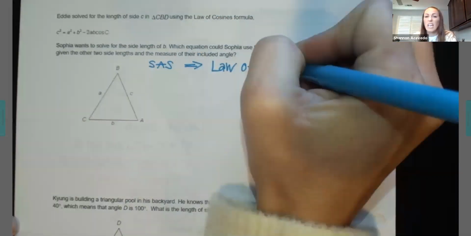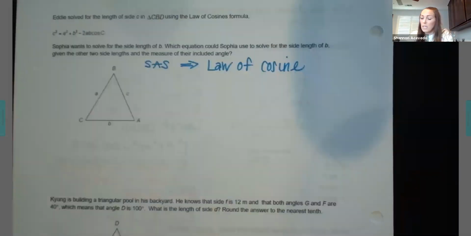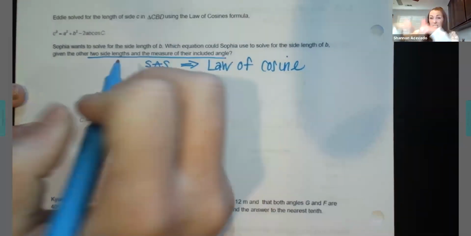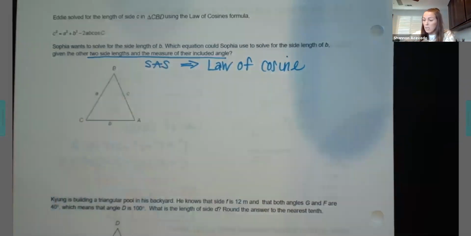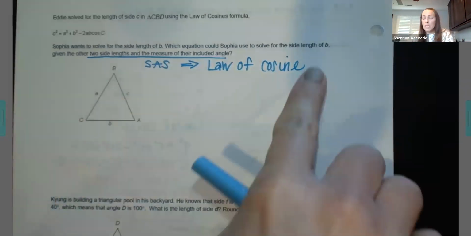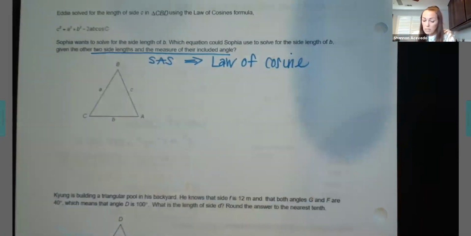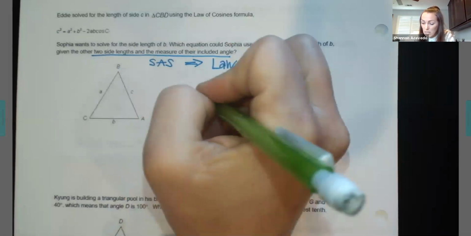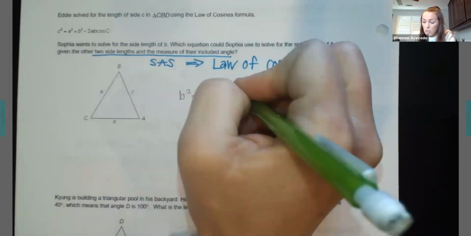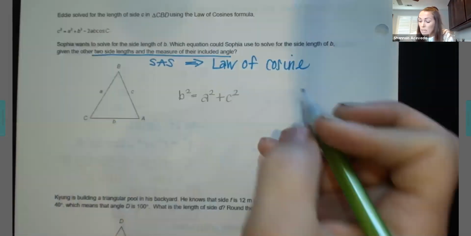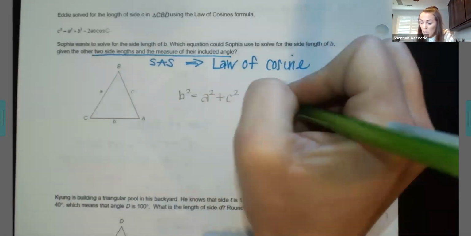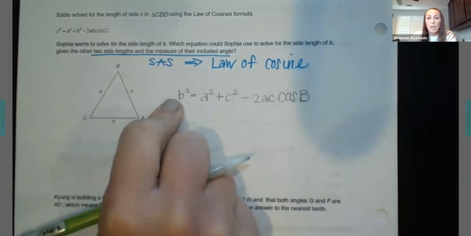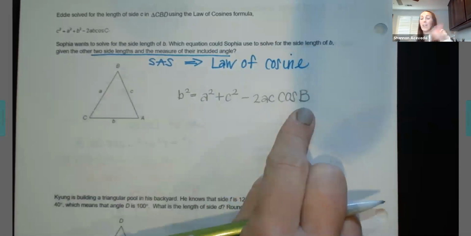So you can also set up your table of information, but they're telling you have two side lengths and their included angle. So it's the two sides, and the included angle means the angle in between the two sides. So if that's the case, then this is very similar to what we've already seen on the other side, where it would be b squared is equal to a squared plus c squared, because those are the two other sides, minus 2ac cosine of angle B. So the side I'm looking for has to be the cosine of that corresponding angle. And that's what they're looking for.